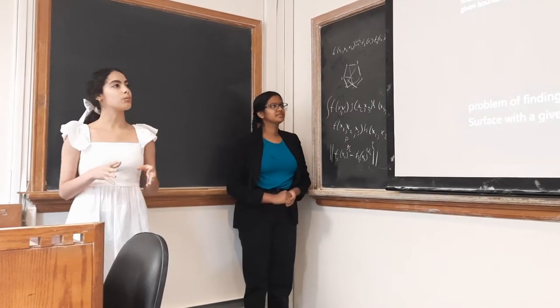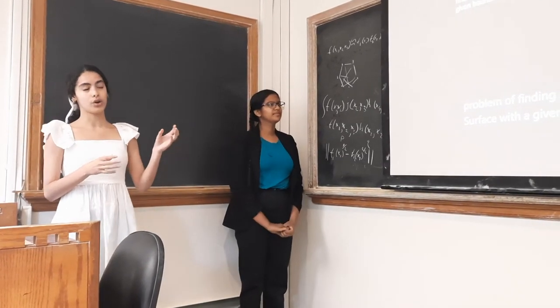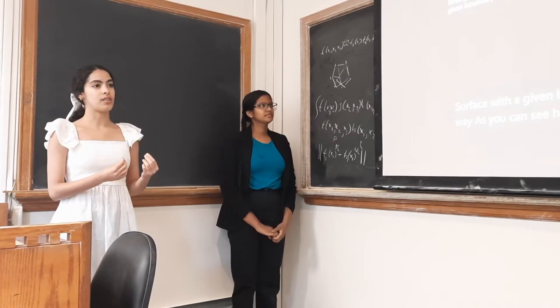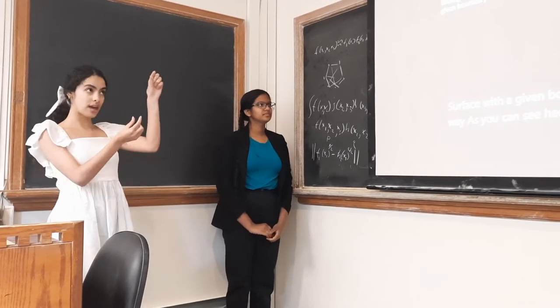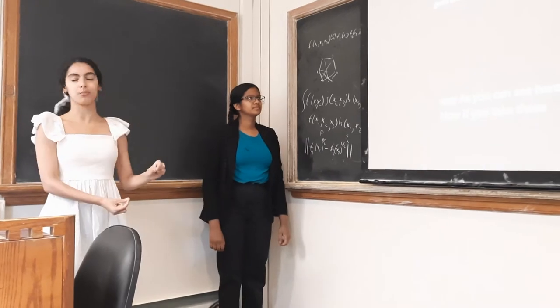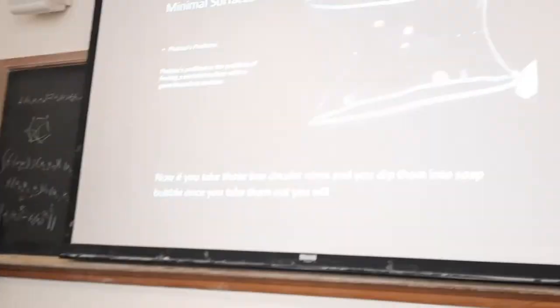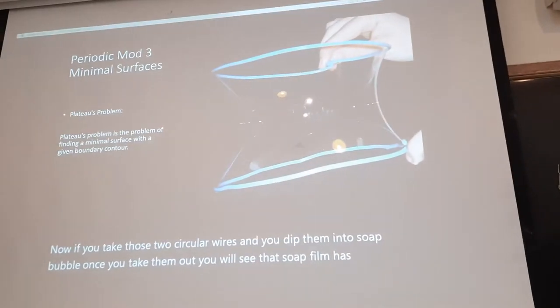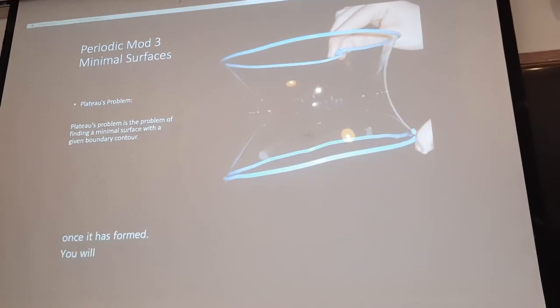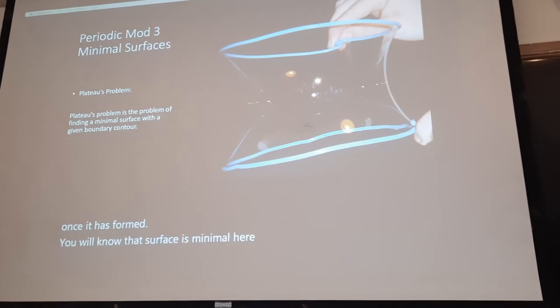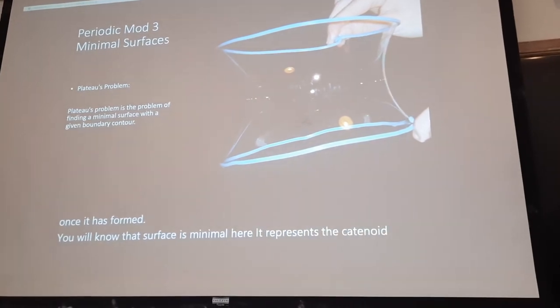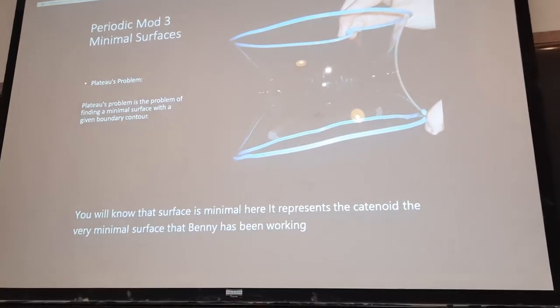To look at that in a more practical way, as you can see here, we have wires and they form closed boundaries. Now, if you take those two circular wires and you dip them into soap bubble solution, once you take them out, you will see that a soap film has formed. And once it has formed, you will know that that surface is minimal. Here, it represents the catenoid, the very minimal surface that Benny has been working with for a while.